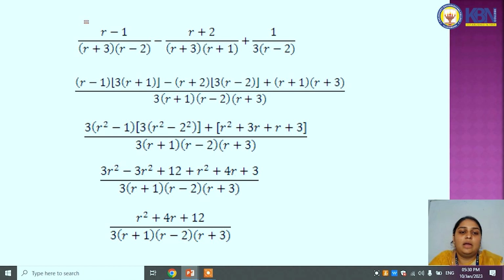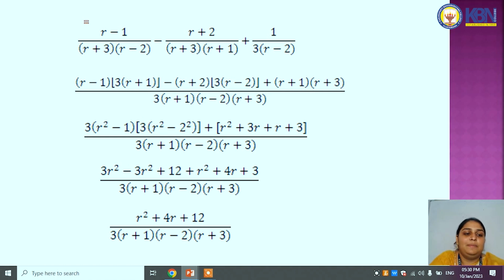Next, (r+2) into 3(r-2). Here also we use a formula, (r+2)(r-2) is r² - 2². Here we get minus of 3(r² - 2²), plus the last term is r(r+1)(r+3).